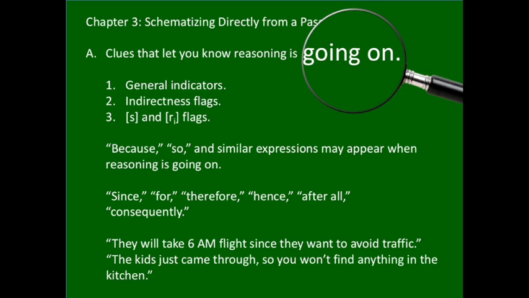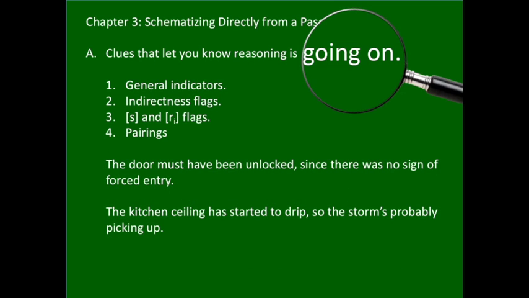One of the especially strong clues that reasoning is going on is when you find more than one type of flag showing up in a text. So in these examples, the door must have been unlocked since there was no sign of forced entry. Must is an indirectness flag, since is an S flag. The fact that both of these flags are being used means it's very likely that reasoning is being presented here. In this next example, the kitchen ceiling has started to drip, so the storm's probably picking up. So is an RI flag, probably is an indirectness flag. The fact that two flags from different categories are being used makes it highly likely that reasoning is being presented.